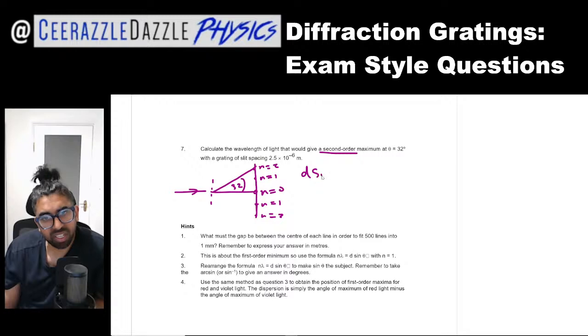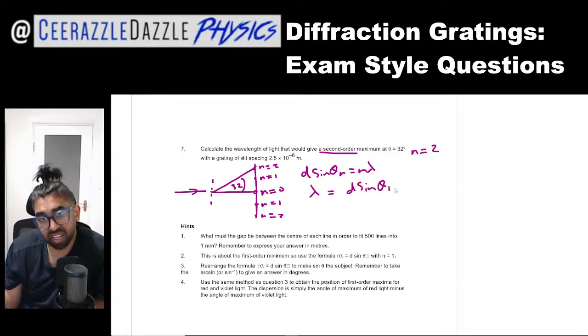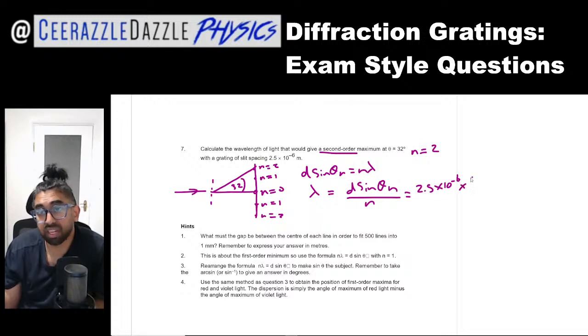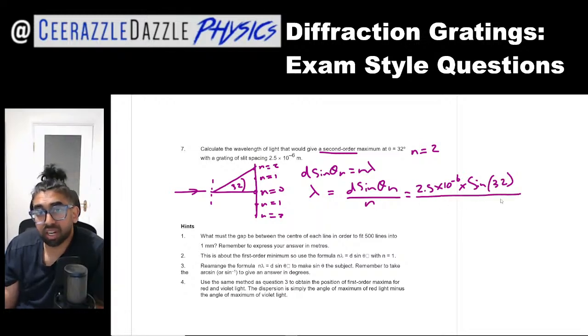Right, okay, so it's the same formula: d sine of the angle theta n is equal to n lambda. Notice now, n is not 1, n is 2, because it's the second order in this case. So now we're going to rearrange the formula. The wavelength lambda is equal to d sine of the angle theta n divided by n. d is 2.5 times 10 to the minus 6, times sine of the angle 32, because that is the angle at which the second order appears, divided by n. What's going to be the order number? 2. Bang it into a calculator.